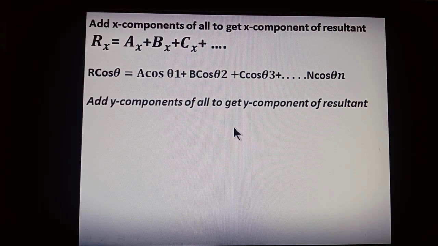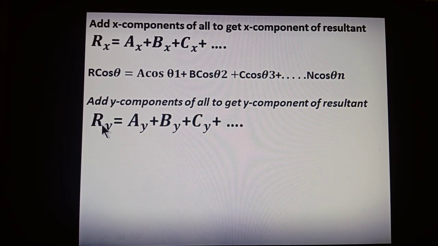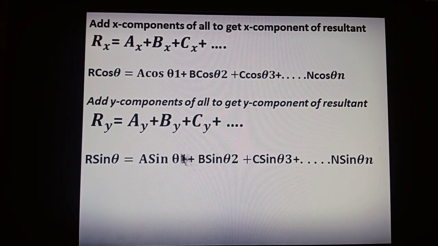Next, we will add y components of all the vectors to get y component of resultant. That is, Ry equals Ay plus By plus Cy and so on. R in terms of angle, R sin theta, y component of resultant, is equal to A sin theta 1 plus B sin theta 2 plus C sin theta 3 and so on.